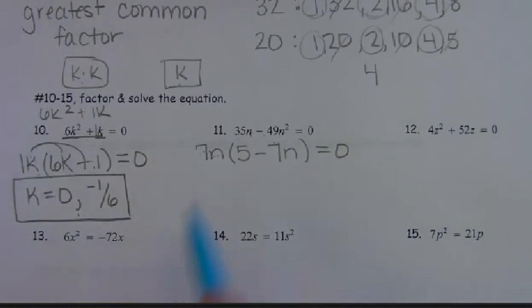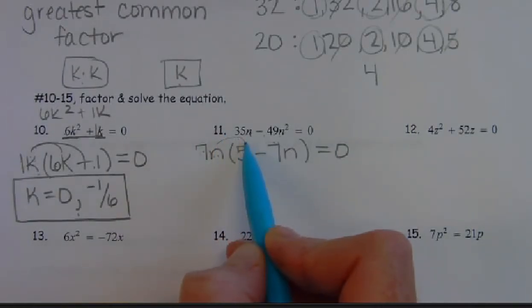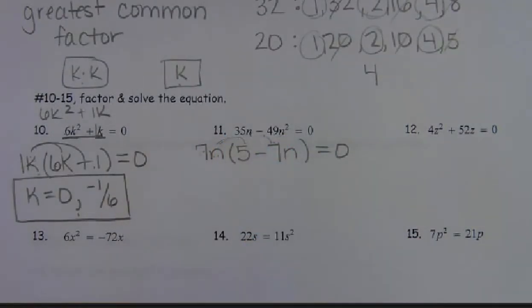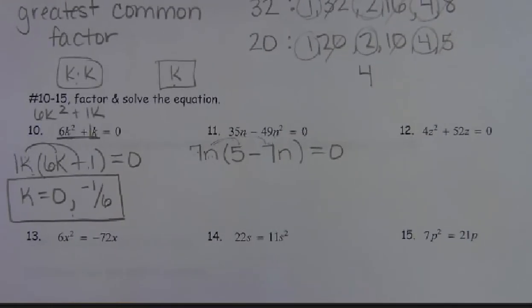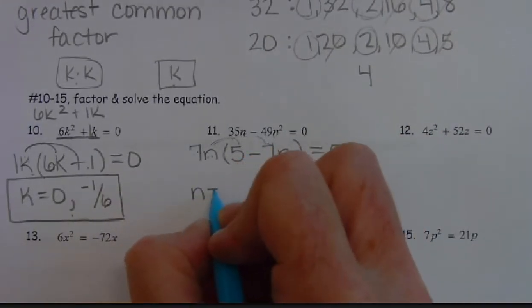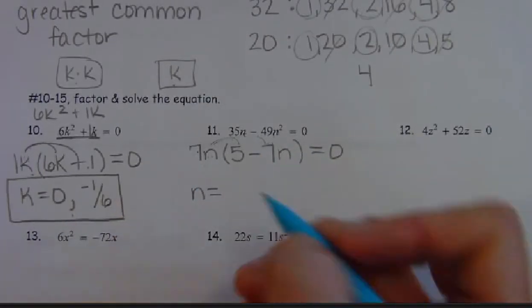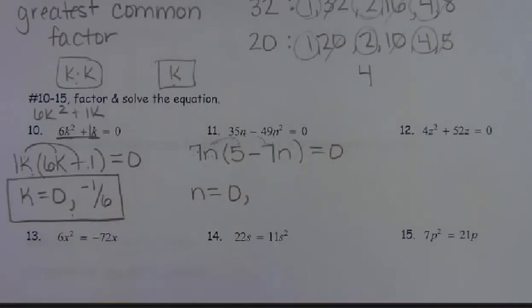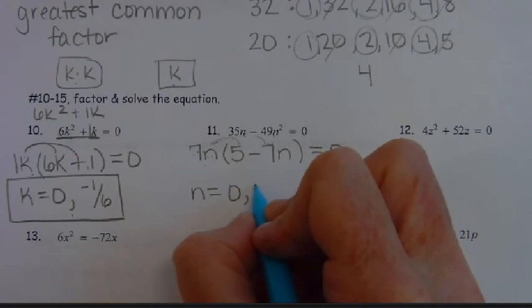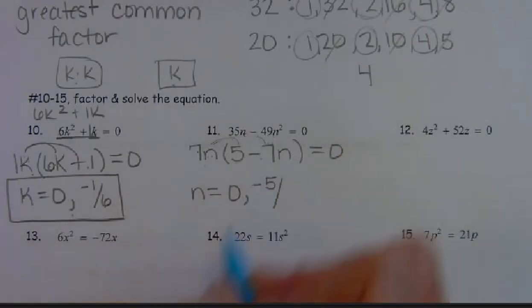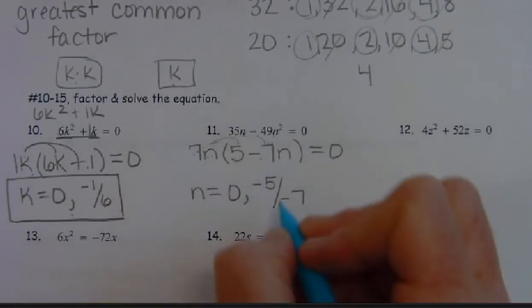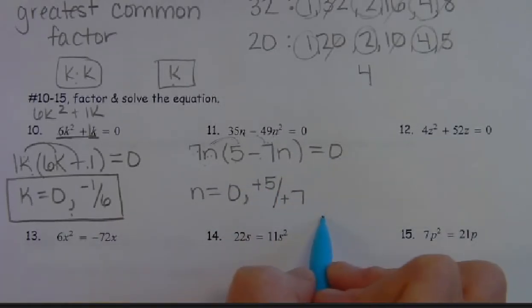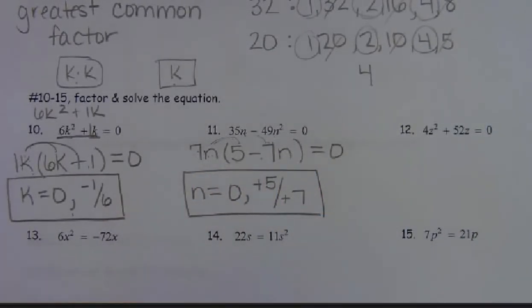And if you want to know if you're right, distribute. 35n minus 49n squared, it matches what I started with, so I know I did it right. Then I get my solutions. The variable out front gives me a solution of 0. Then I take the opposite of 5 and get negative 5. I put it over a negative 7, and my solution is 0 and 5/7.